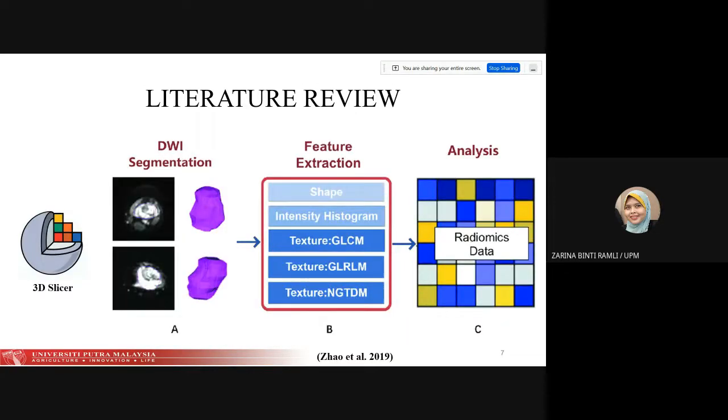For the radiomic method overview, the images will be segmented with the performance of the DWI-MRI images, and we will contour the tumor area on the DWI images with planning software. In my research, I will use the 3D Slicer platform, and the features are extracted within the defined tumor contour on the DWI-MRI and quantify the tumor intensity, the shape, and the texture of the GLCM, GLRLM, and NGTDM.